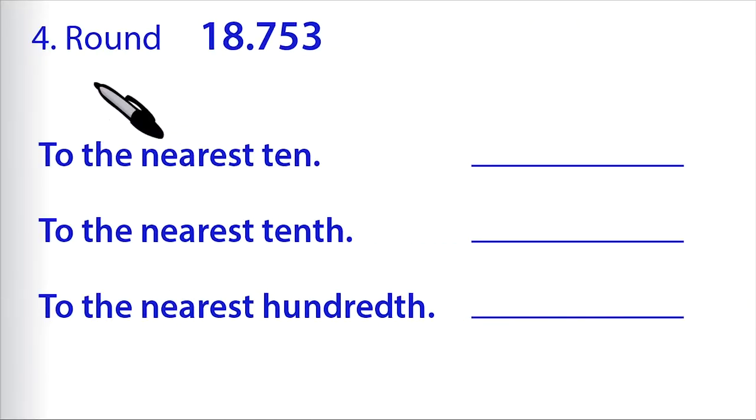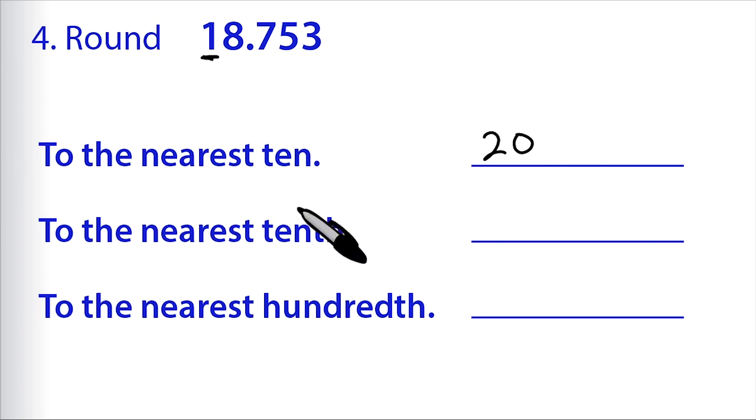For problem 4, we're supposed to round this number, 18.753. We're to round it to the nearest 10, to the nearest 10th, and to the nearest 100th. All right? So for the nearest 10, that means this digit right here. That's the tens place digit. That's our target. We look to the right. The digit to the right is 5 or greater. It's an 8, so that means we round up. We raise that to a 2 and have a 0 for all the digits to the right. Since there's this decimal point there, you can just write 20, and you don't need to put 0.000, since it's rounded to the nearest 10.